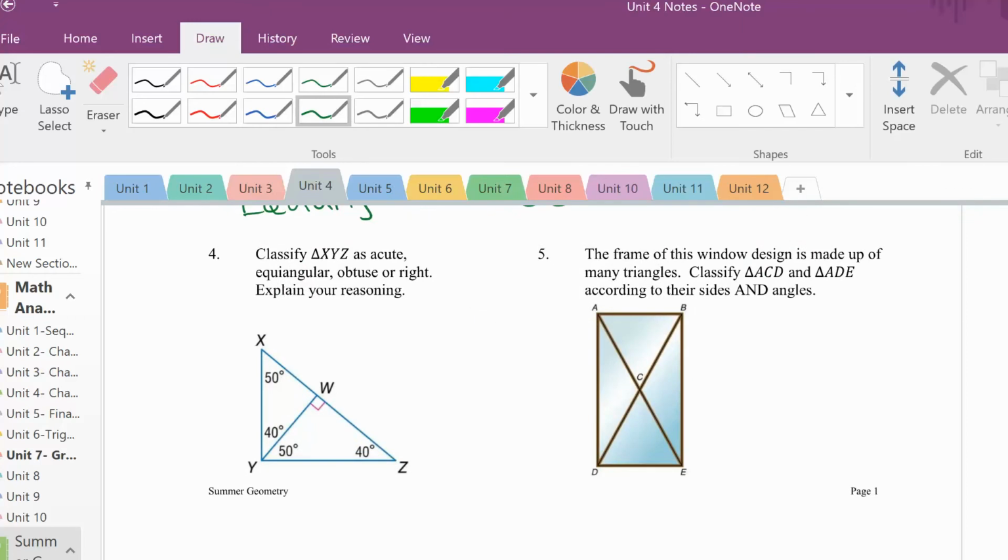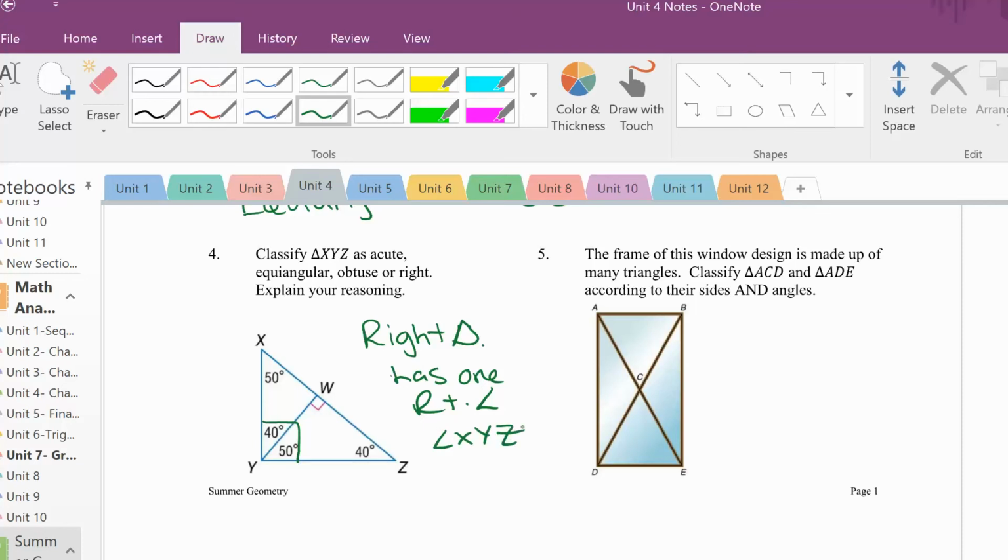And then it says classify triangle XYZ. XYZ is the big triangle here. And notice 40 plus 50 is 90, so there's a right angle there, which means triangle XYZ is a right triangle, sorry. The reason why is it has one right angle, which is angle XYZ.